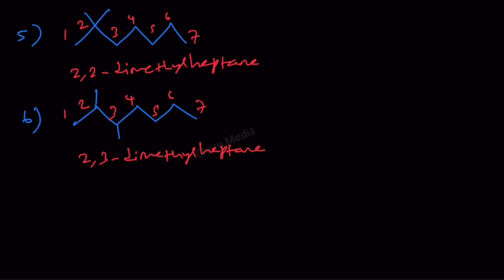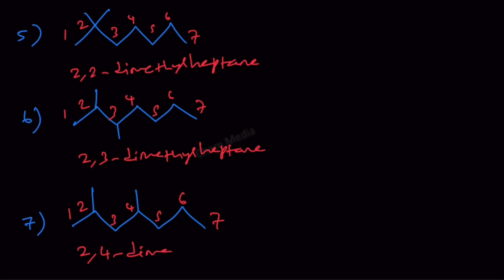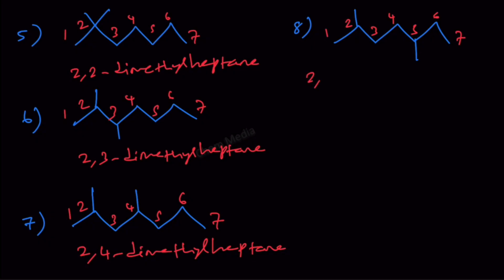And then number 7, we can also write 2,4-dimethylheptane, 1 methyl group at 2 position, 1 methyl group at 4th position. So this is 2,4-dimethylheptane. And then number 8, we can also write 2,5-dimethylheptane, 1 methyl group at 2 position, 1 methyl group at 5th position. This is 2,5-dimethylheptane.